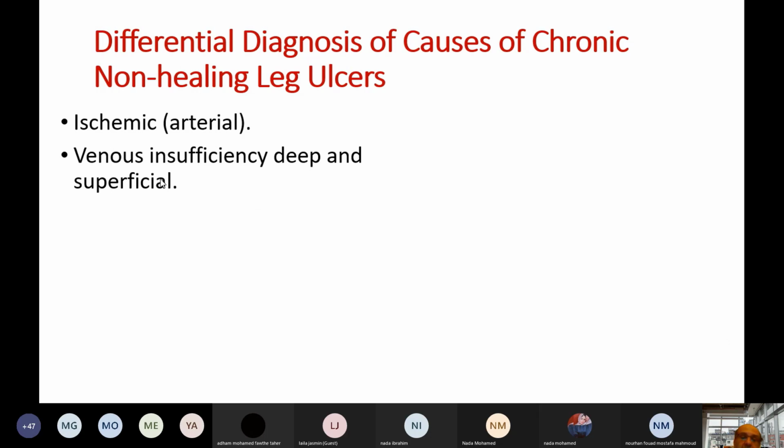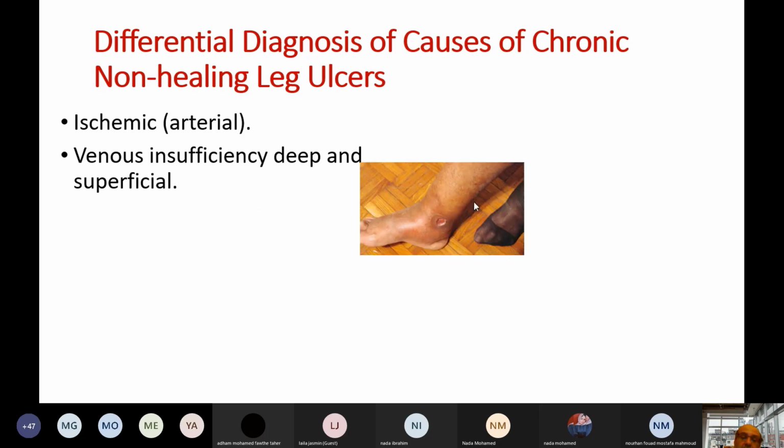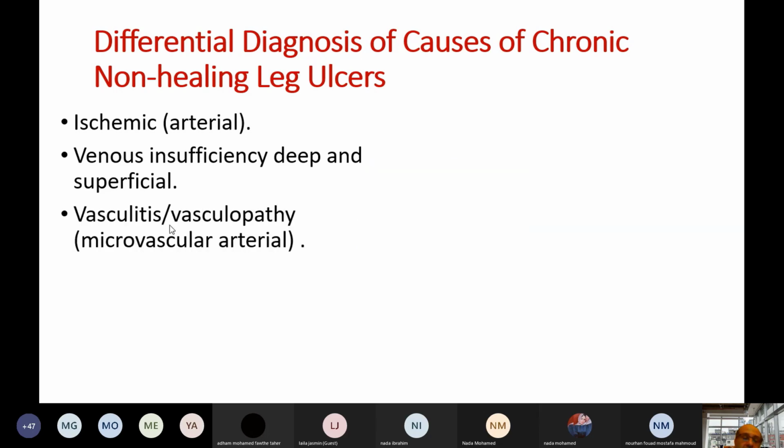On the other hand, venous insufficiency. You see the patient's leg is swollen, there is lipodermatosclerosis, and the ulcer is present. We emphasize that the ulcer is in the gaiter area, which is the medial part of the lower limb, and we will see why it is in the gaiter area.